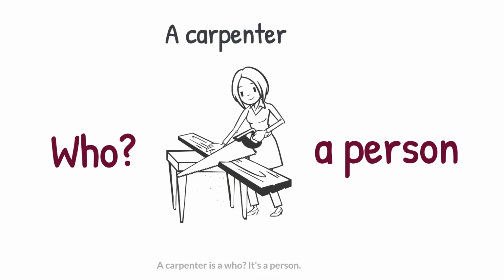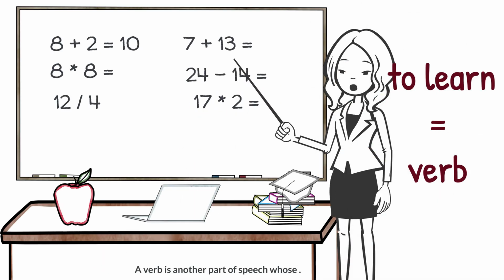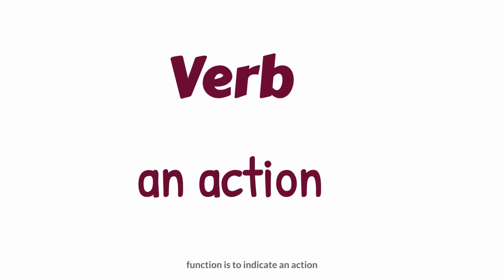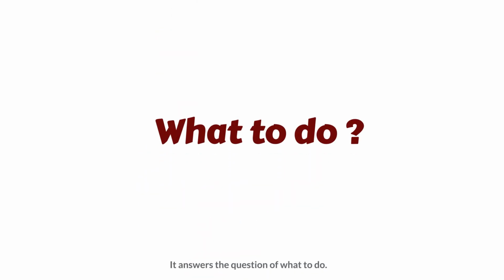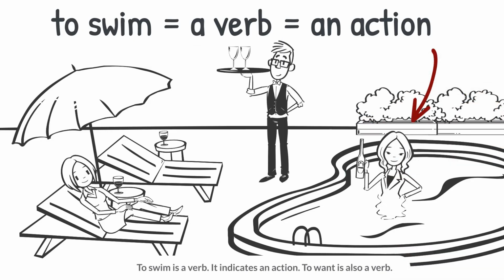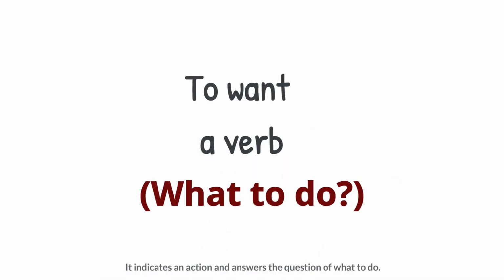To learn is a verb. A verb is another part of speech whose function is to indicate an action. It answers the question of what to do. To swim is a verb. It indicates an action. To want is also a verb. It indicates an action and answers the question of what to do.